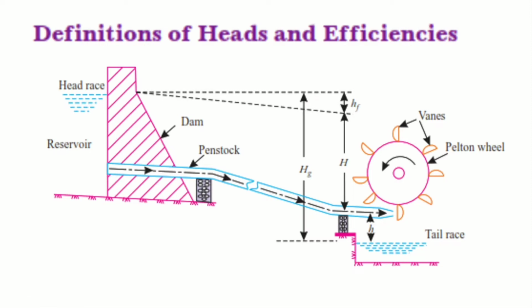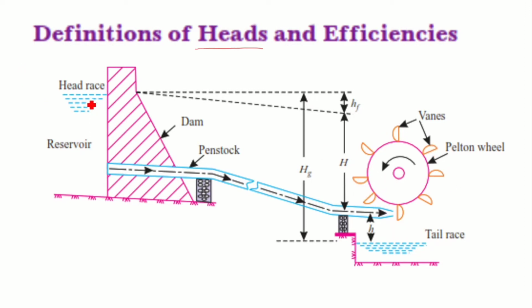So in this class we will discuss the definitions of heads and efficiencies. Here we are discussing the various heads, that means various terms of heads used in the calculation or designing of a Pelton wheel. In this figure it is shown that there is a dam and a turbine is provided.